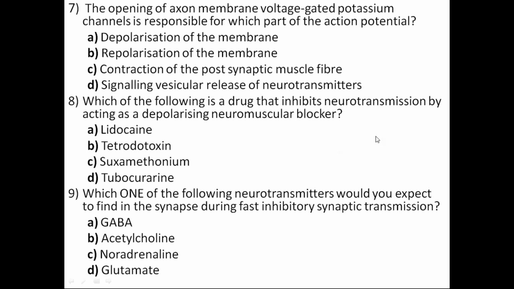Okay, this is very, very easy. Tell me. The opening of the axon membrane voltage gated potassium channels is responsible for which part? Very, very easy. Potassium channels open, what will happen? Single word, you don't even have to see. Tell me.